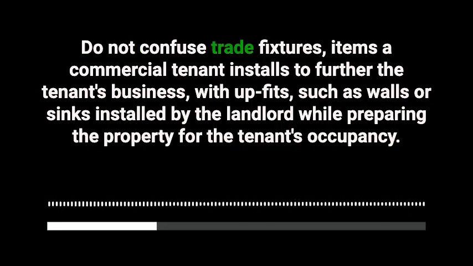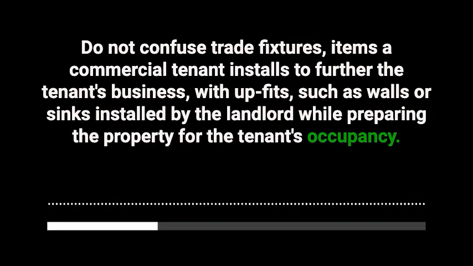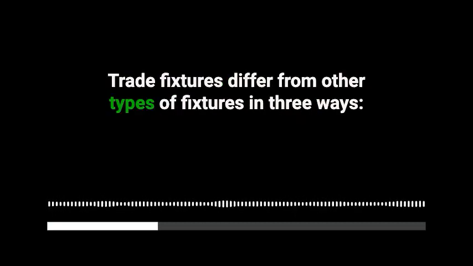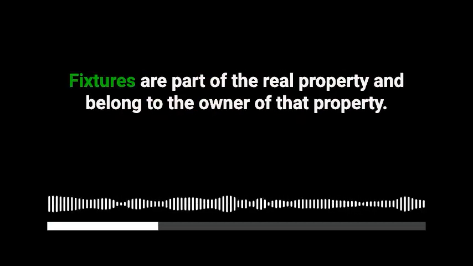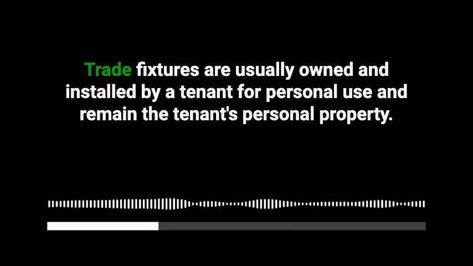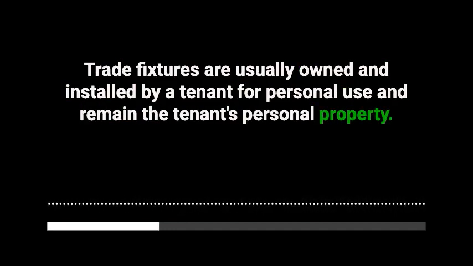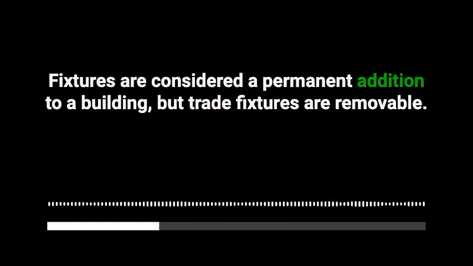Do not confuse trade fixtures, items a commercial tenant installs to further the tenant's business, with upfits, such as walls or sinks installed by the landlord while preparing the property for the tenant's occupancy. Trade fixtures differ from other types of fixtures in 3 ways. Fixtures are part of the real property and belong to the owner of that property. Trade fixtures are usually owned and installed by a tenant for personal use and remain the tenant's personal property. Fixtures are considered a permanent addition to a building, but trade fixtures are removable.